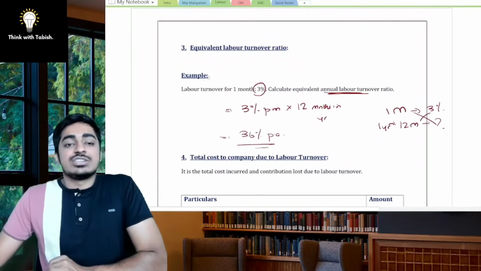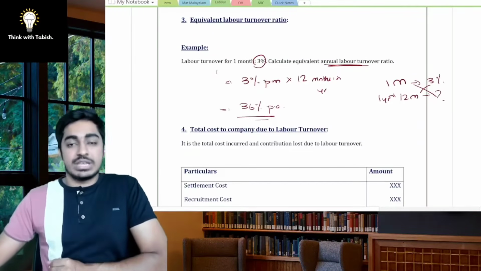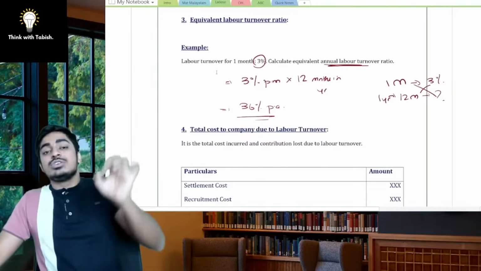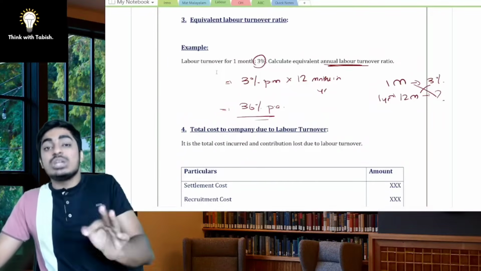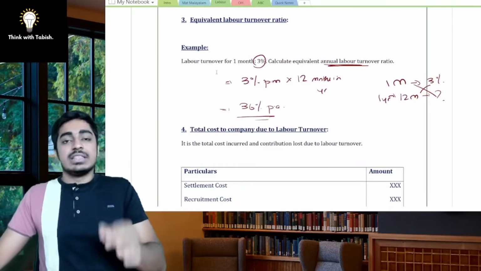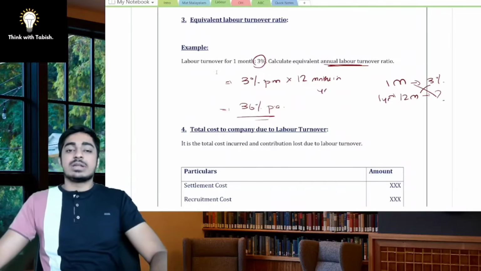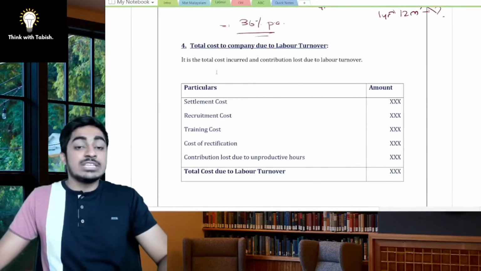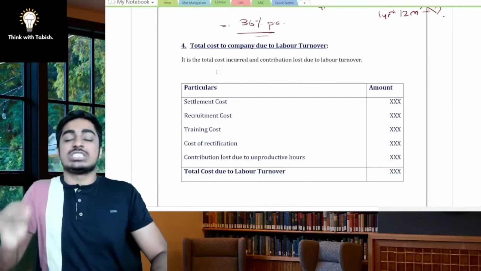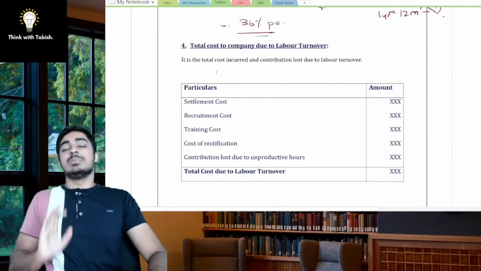Next, we have calculation of equivalent labor turnover ratio. Suppose labor turnover ratio for 1 month is 3%. What is it for 1 year? Simple. 3% for 1 month into 12 months, we get the equivalent labor turnover ratio per annum.